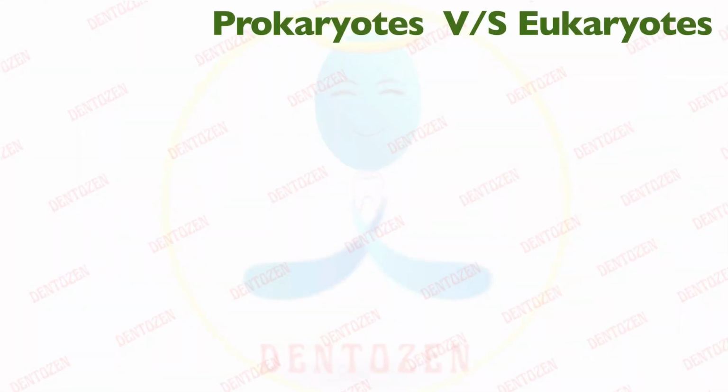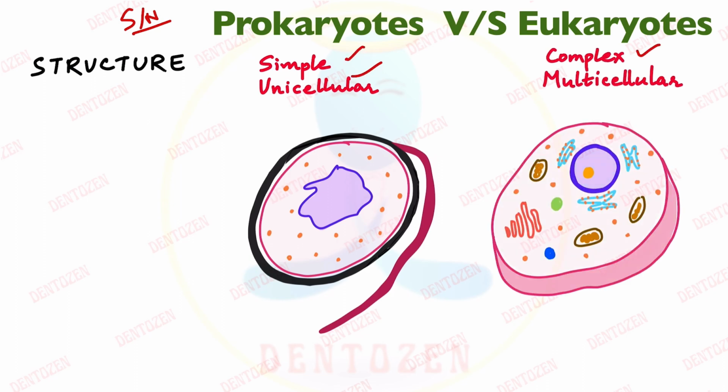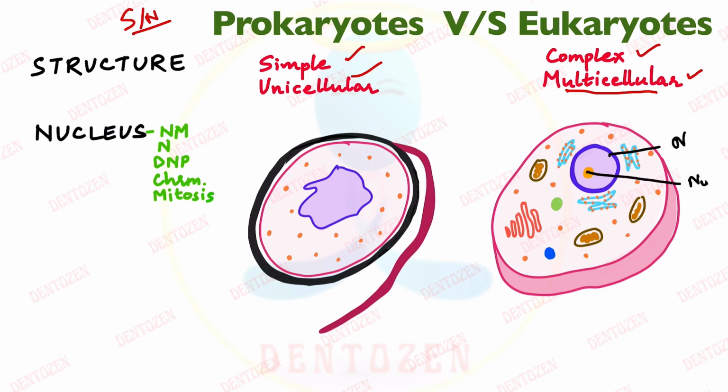Now, talking about the differences between prokaryotes and eukaryotes, which can be an important short note for you. First, about the structure. As we look at the diagram, prokaryotes are simple in structure, they are unicellular, single cell, whereas eukaryotes, they are complex in structure and they are usually multicellular. Talking about the nucleus, proper nucleus is absent in prokaryotes, whereas it is present in the eukaryotes. And in the nucleus, we have nuclear membrane, nucleolus, we have deoxyribonucleoprotein, chromosomes, and mitosis. All these things are seen in eukaryotes, whereas they are absent in prokaryotes, where the nuclear material is known as nucleoid, which is a circular material.